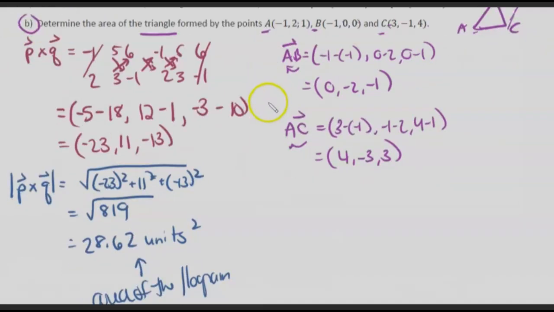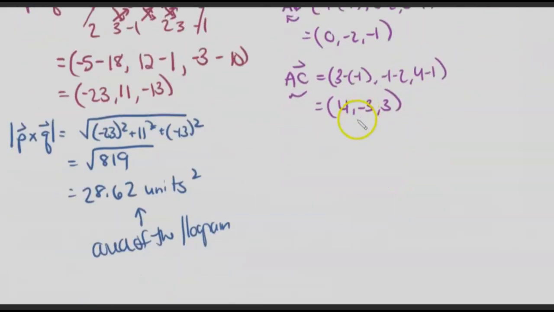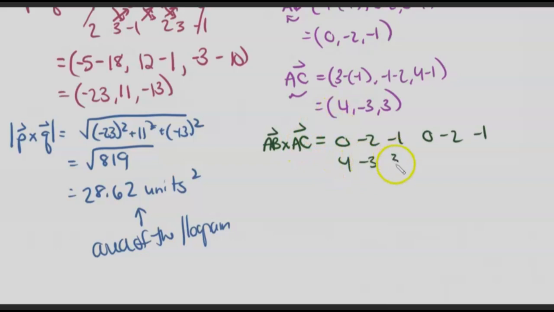Okay, so we're going to just follow the same steps, and then when we get the area formed by, say it was a parallelogram formed by these two vectors, we're going to then just divide it by 2. So let's go AB cross AC. Let's write out AB twice: 0, -2, -1, 0, -2, -1. Let's write out AC twice: 4, -3, 3, 4, -3, 3.